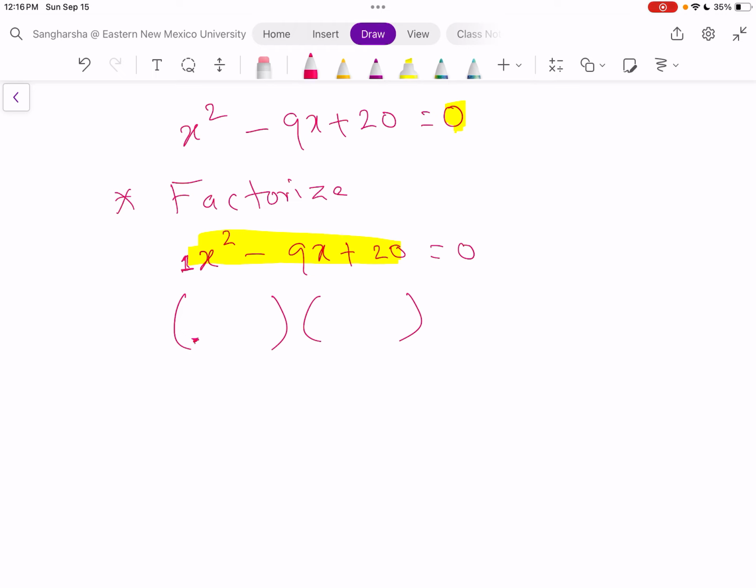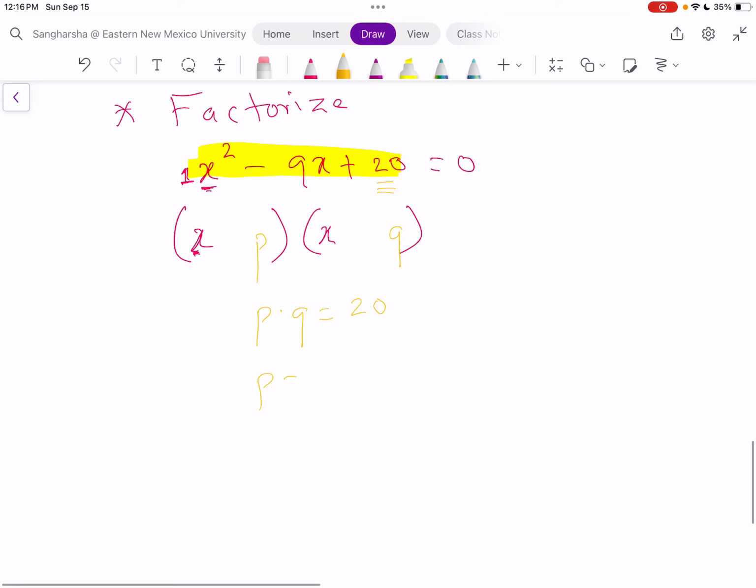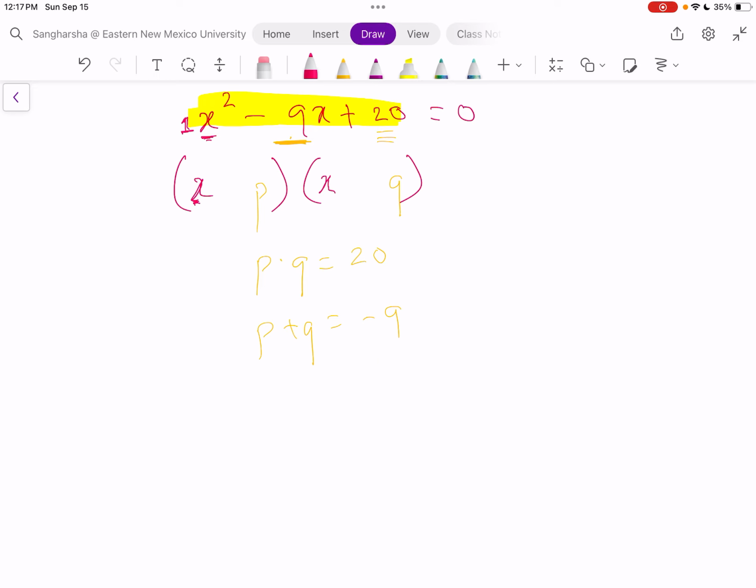So what would be the terms? First term whose product is x squared, it's gonna be x, right? When you multiply x times x, you get x squared. Now our target is finding two numbers, let me call them p, q, whose product is the constant, that is 20, and their sum p plus q has to be the coefficient of x, which is -9. Now we look for the two numbers whose product is 20 and whose sum has to be -9. So those two numbers would be -4 and -5. -4 times -5, that is +20, and -4 plus -5, that is -9. So our p is -4, q is -5.